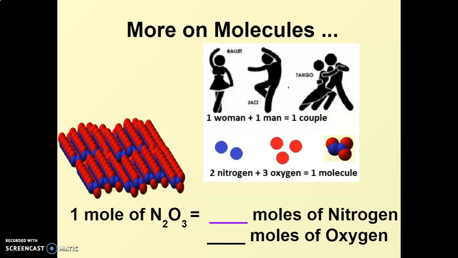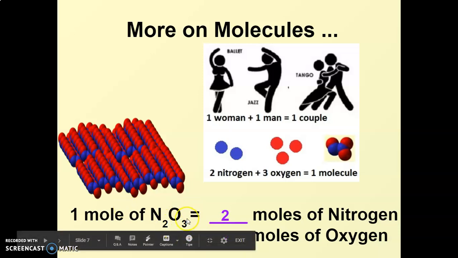So when you have a molecule like that, and let's say we have 1 mole of N2O3, we can tell from that how many moles of nitrogen and how many moles of oxygen we have inside those molecules. If there's 1 mole of that molecule, there's actually going to be 2 moles of nitrogen. You can tell that from the fact that there's 2 nitrogens in each molecule, so you're going to need 2 moles of nitrogen to create 1 mole of N2O3. Similarly, 3 moles of oxygen are going to be needed to create 1 mole of N2O3 because you need 3 oxygens for each molecule that you're creating.